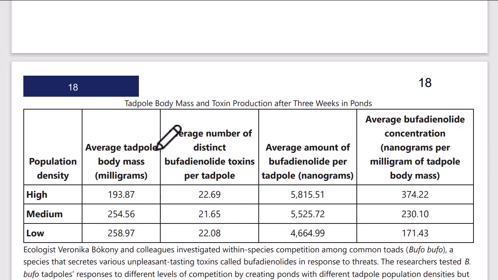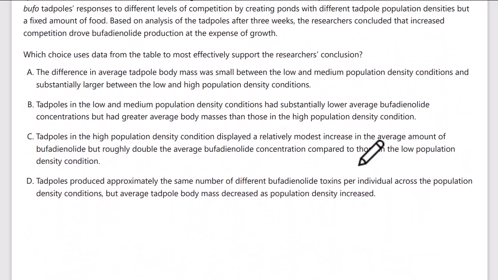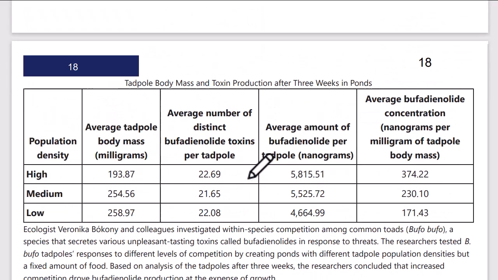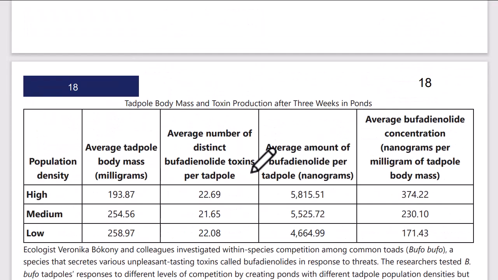And other tables might have the average body mass, the average number of distinct toxin per tadpole, the average amount of toxin per nanogram, the average amount of toxin per milligram of tadpole body mass. These are so similar in name and confusing in words that when you go down to the answer choices, you're going to have to be very careful what column name of information really is pertinent to the conditions or answers of the question. So that can create confusion in itself. So these are some of the issues you're going to run into on tables.